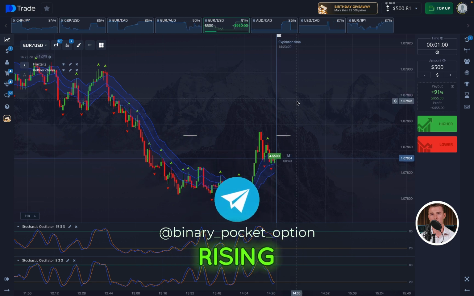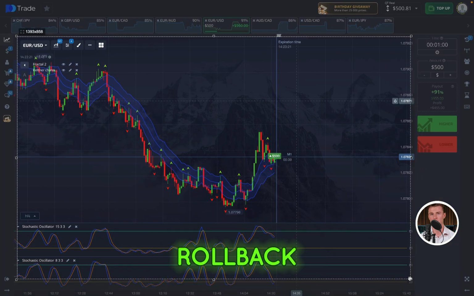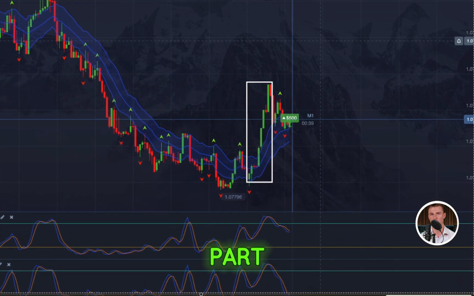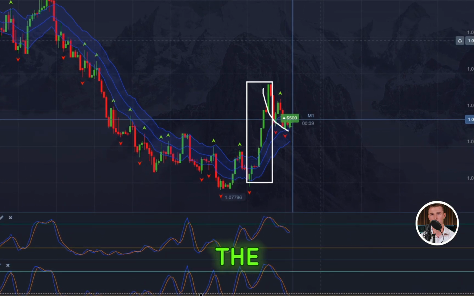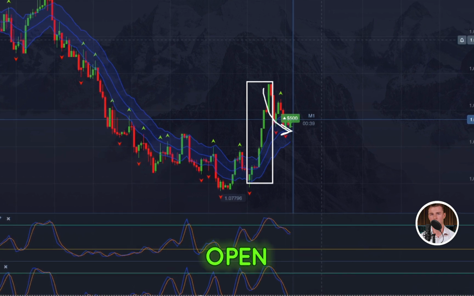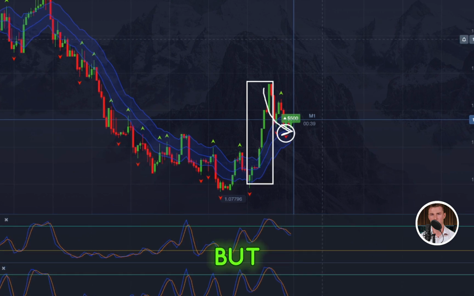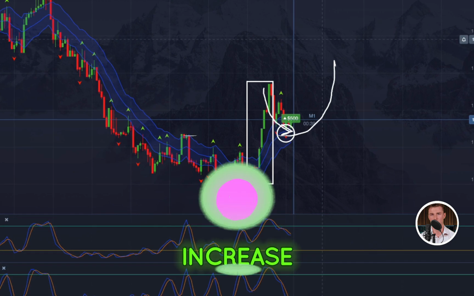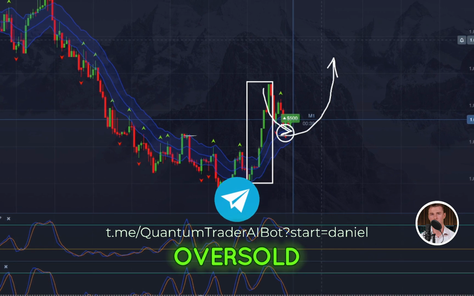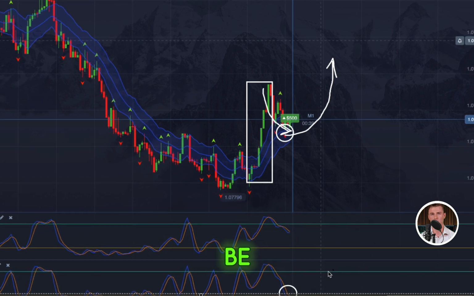We saw rising volumes, then there was a price correction, there was a rollback again, and the price movement went into the intra-channel part. There has been an update of the local minimum, and in such cases, it is necessary to open a deal in continuation of the actual trend. But in our case, we open a deal to increase and also necessarily observe an exit from the oversold area on one of the oscillators. This signal will be enough for me.